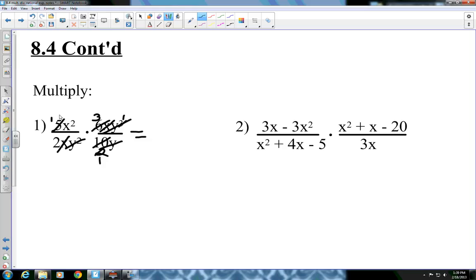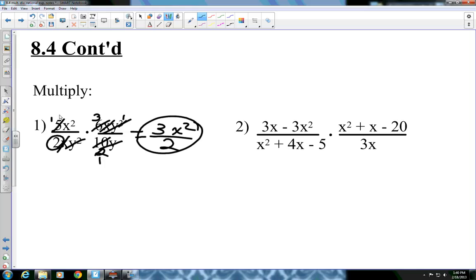So what am I left with? 3x squared over, we got this 2 left. And like I said, it doesn't matter if it's this 2 or that 2. It's still going to have 1 left. Doesn't matter which one it is. Okay? Questions?